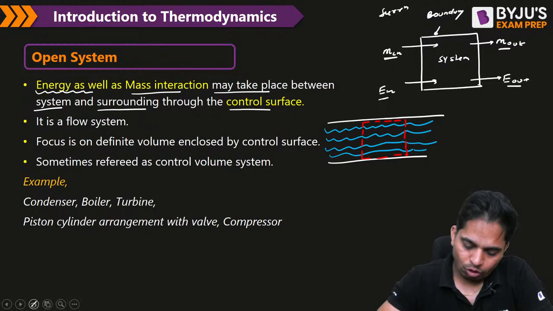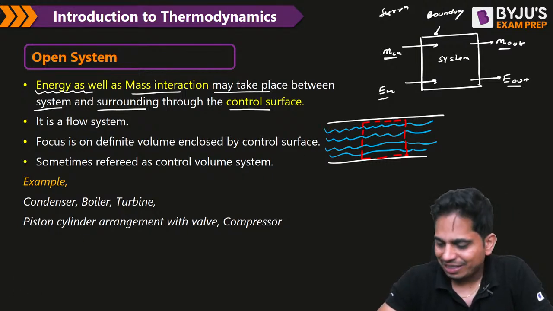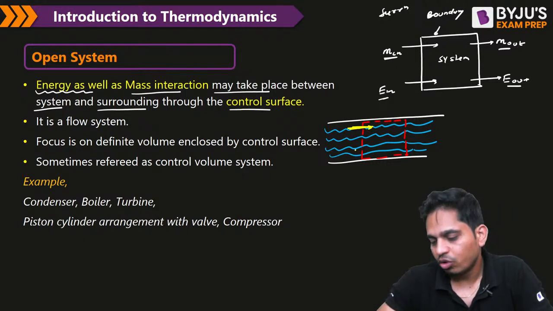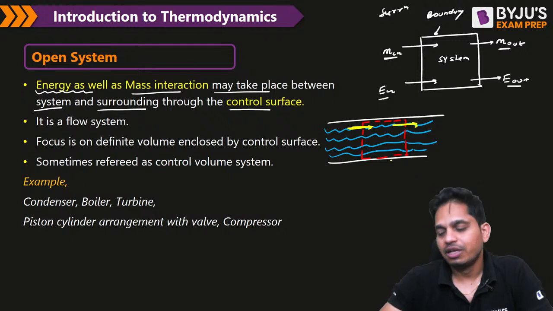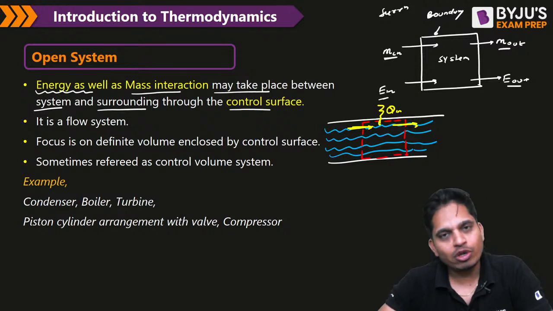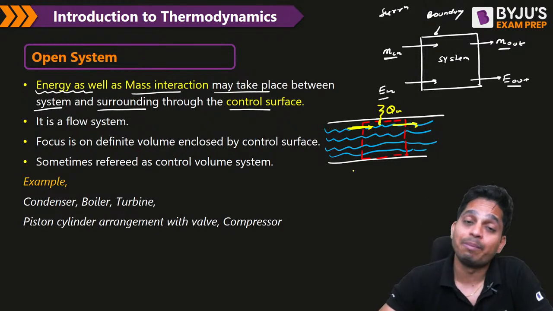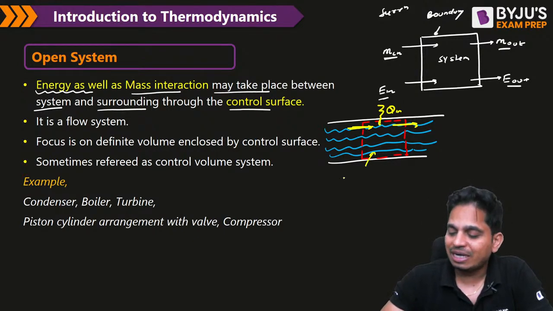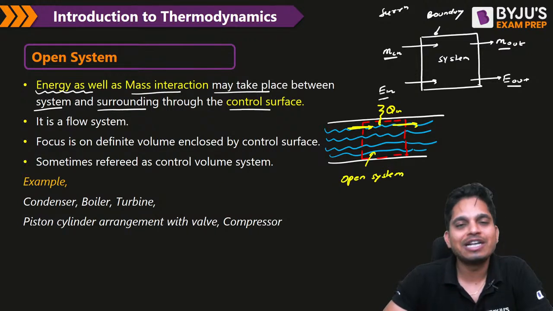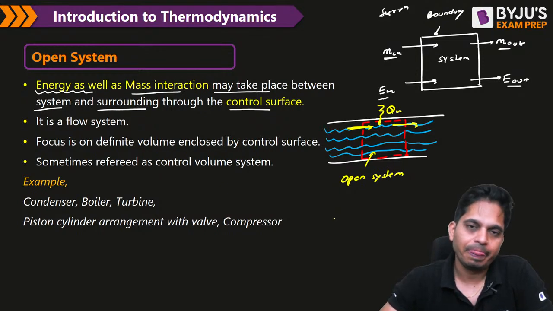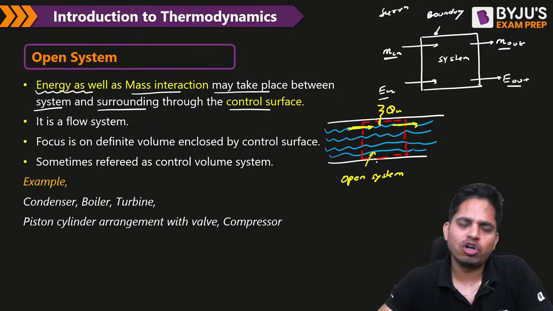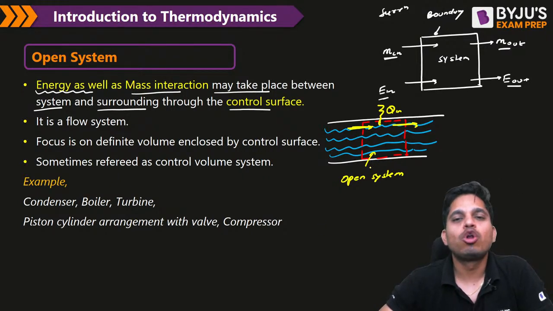and then you can very clearly see mass is entering here, mass is going out. Similarly, maybe some heat transfer is happening here, that means energy transfer is also happening. So mass transfer is happening, energy transfer is happening, means open system. So this is the open system. If you call this a system, it is an open system because it is allowing mass to enter and mass to go out. And for this type of system, instead of boundary, sometimes we call it a control surface as well.